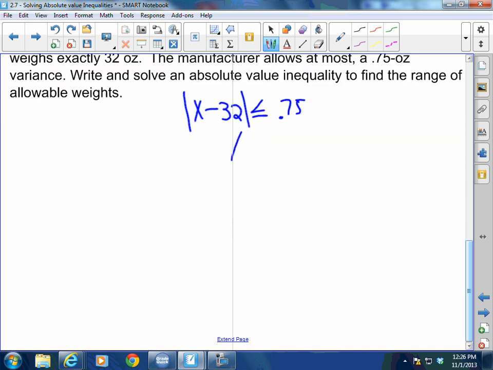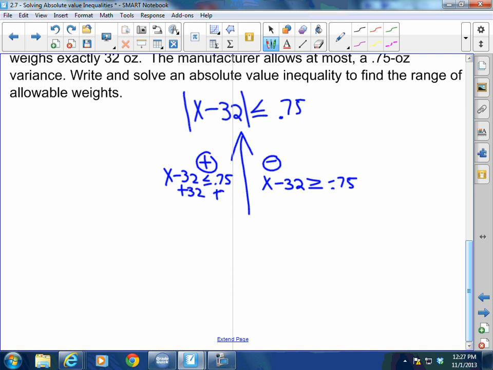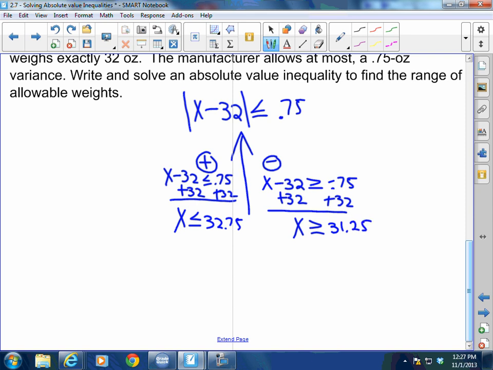So now, positive side, negative side. Positive side is the mirror image. Negative side, I multiplied the non-absolute value by a negative, flipping the sign. So I add 32 to both sides. X can be less than or equal to 32.75. I add 32 to both sides. X can be greater than or equal to 31.25. So this box can be between 31.25 and 32.75.